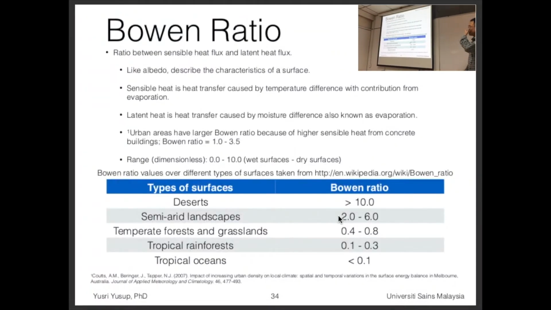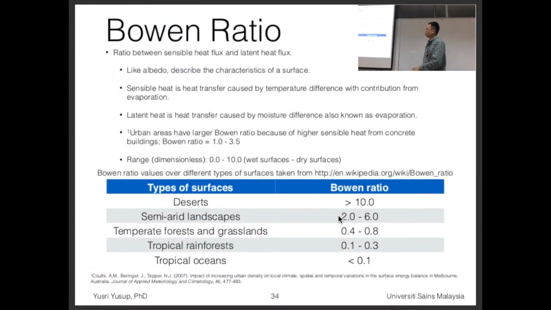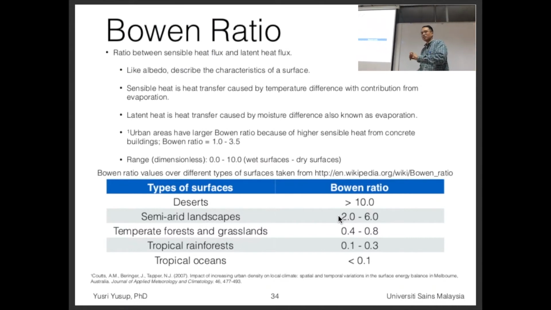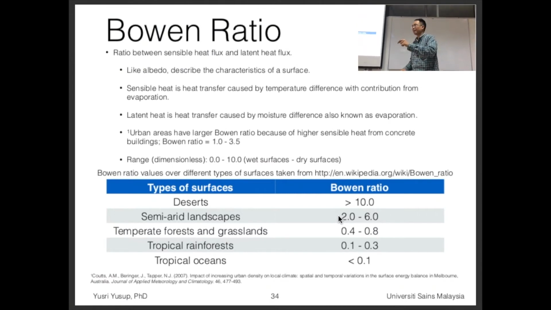Bowen ratio is the ratio between sensible heat and latent heat. So like albedo, Bowen ratio describes the characteristics of a surface. If the Bowen ratio is low, it means that there is a high moisture content in the air, or at least at the surface or near the surface. If the Bowen ratio is high, that means there is a low water content in the air. So Bowen ratio could be low over the ocean, but it could be high over the desert surface.